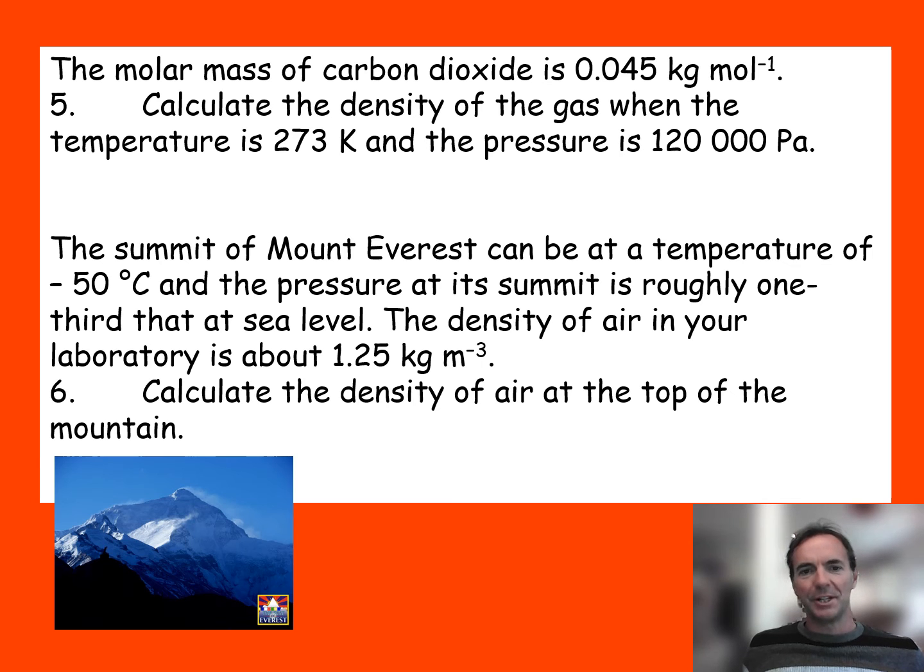Then, of course, the next question here: the summit of Mount Everest can be a temperature of minus 50 degrees C. Pressure at summit is roughly 1/3 that at sea level. And the density of air in your laboratory is about 1.25 kilograms per meter cubed. Calculate the density of air at the top of the mountain. Now, this is a ratio question. It's also a trick question in that you have Celsius and Kelvin. So this one here should need to be converted into Kelvin.